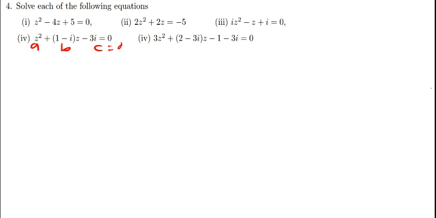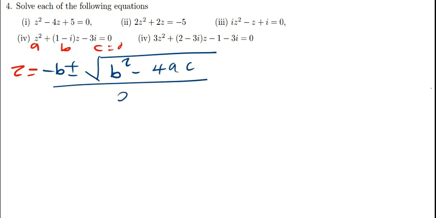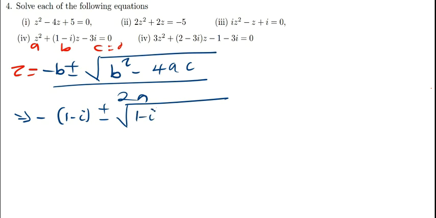I'll say z is equal to negative b plus or minus the root of b squared minus 4ac divided by 2a. I want you to follow me on this one. So b in this case is 1 minus i. So I'll say negative 1 minus i, that is my b, plus or minus. Inside here I have 1 minus i, that is my b, but it has to be squared, minus 4. Now my a is 1. What of my c? My c is negative 3i, like that.